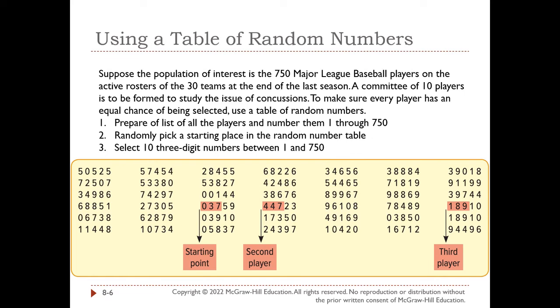To continue selecting, you can move in any direction. In this example, we move right. The next number is 44723. So we choose player 447.